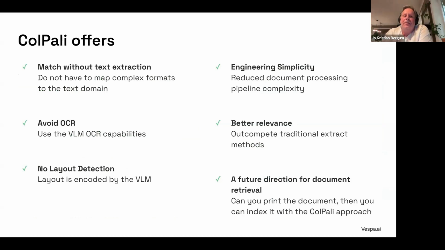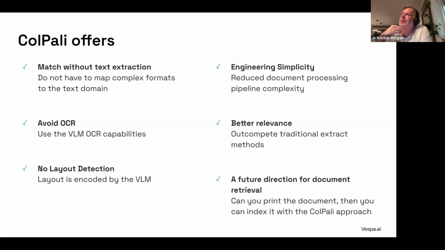And to summarize ColPali, the key thing about ColPali is that you can perform this kind of matching and retrieval without actually doing text extraction. You avoid OCR in your document processing pipeline. You don't have to do any kind of layout detection. So it has great potential to reduce the complexity of your document processing pipeline. And also, as the paper demonstrates, you can get better relevancy, at least on the benchmark that they demonstrate on. And I think it's a really strong future direction, because you avoid all this complexity.